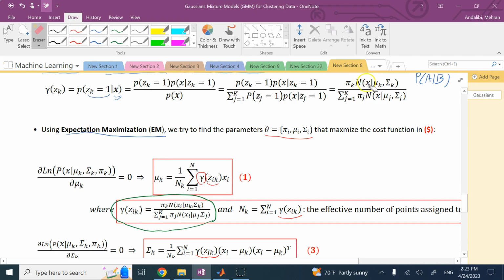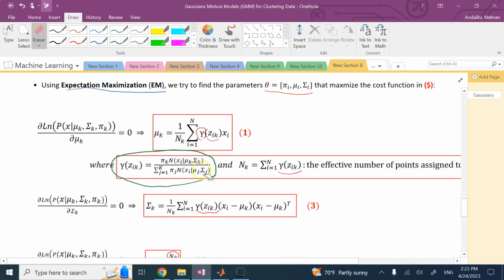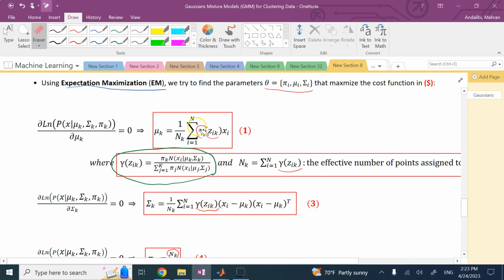Just consider this term here on the top and this term on the bottom, and you exactly see that this is what? This is your gamma z_ik, okay? And you use it in all of the formulas, as I said.